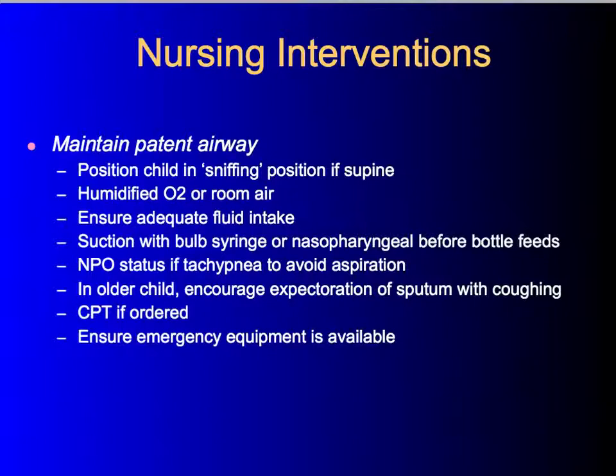Ensure adequate fluid intake. Use a bulb suction or nasopharyngeal suction before bottle feeds, and NPO status if they're tachypneic so that they will not aspirate. In an older child, you can encourage them to expectorate sputum with coughing, chest PT if it's been ordered, and ensure that emergency equipment is available.